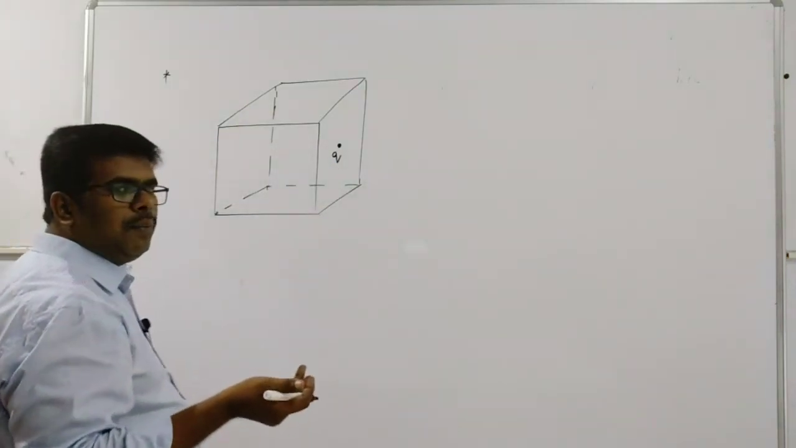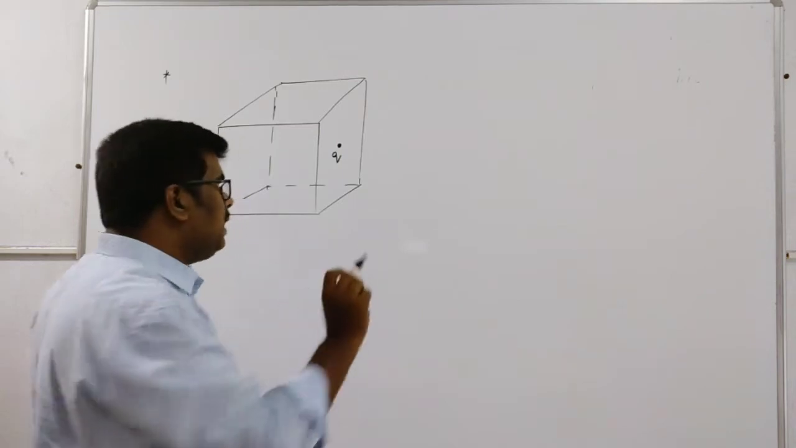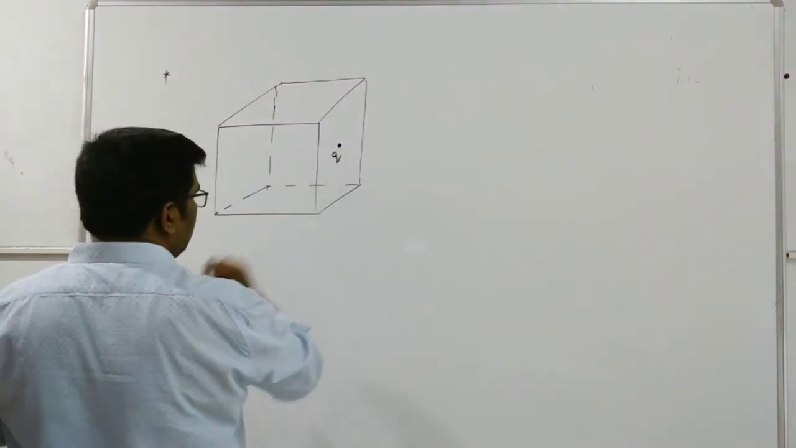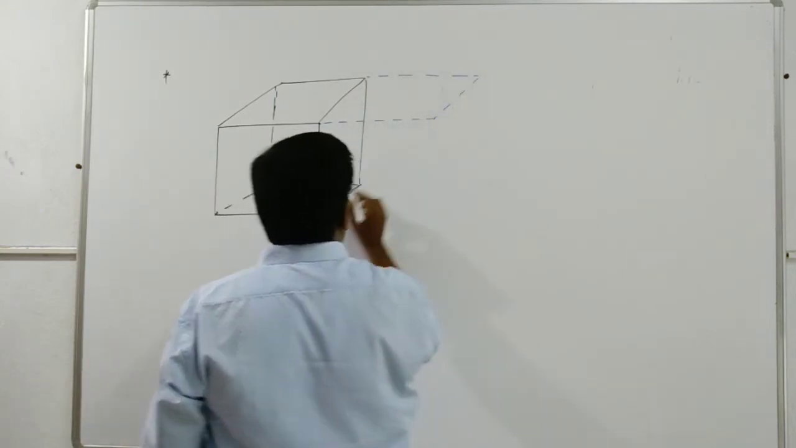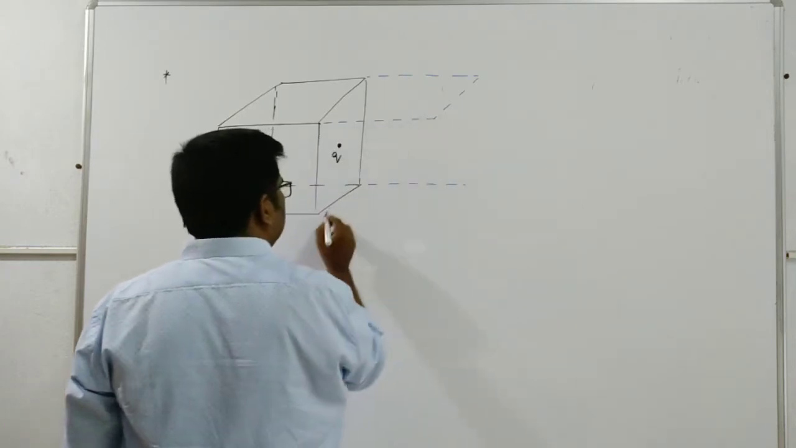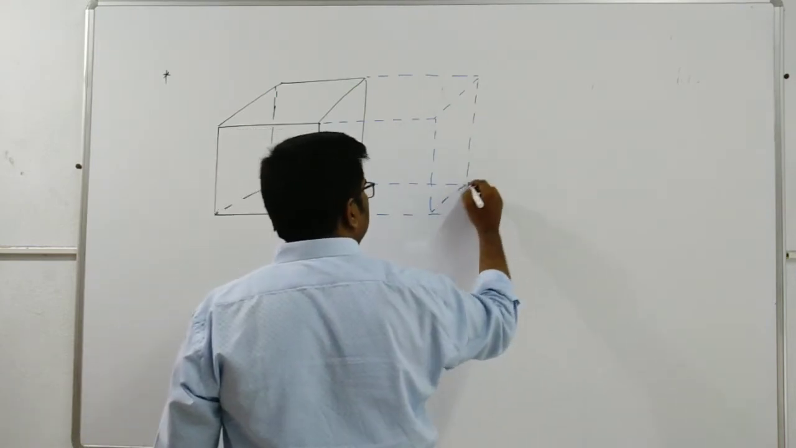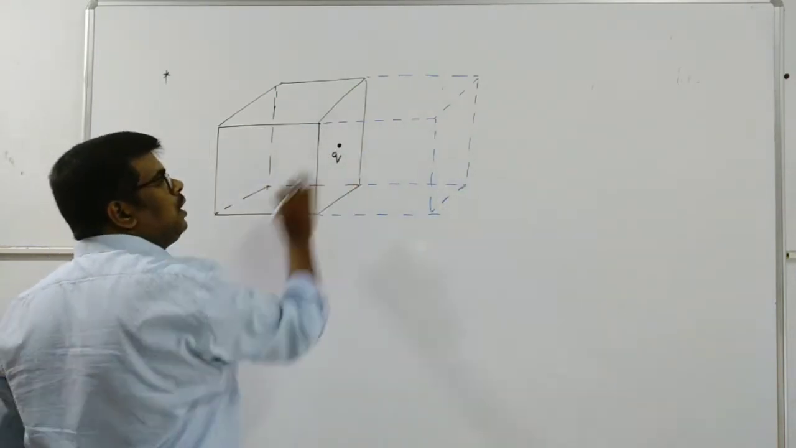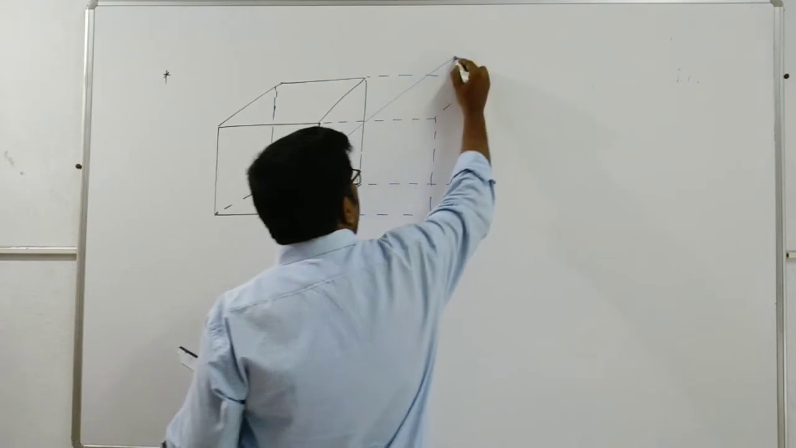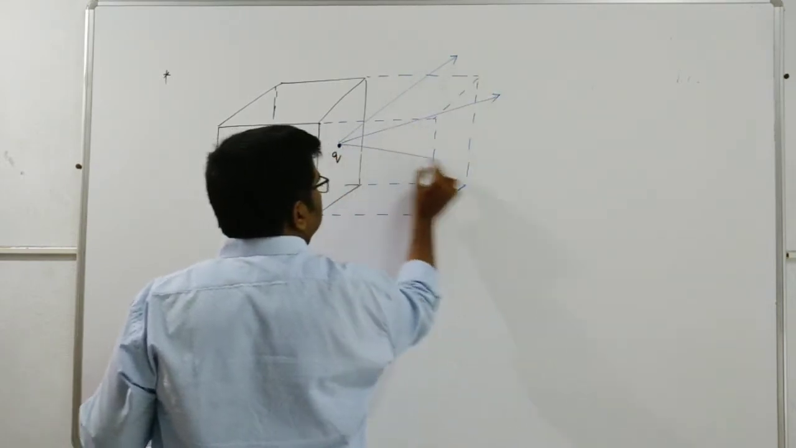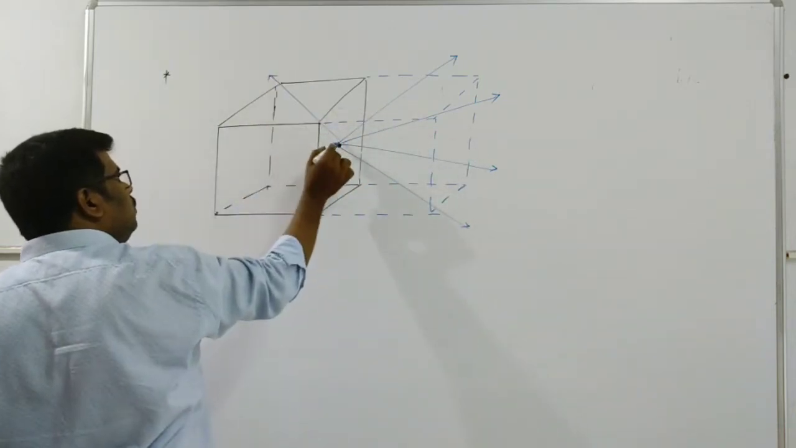But if we want to apply Gauss law, we have to enclose the charge. How can you enclose this charge? We need to construct the same kind of another cube here. Then what will happen through this charge? The electric flux will pass half through this side and half through this side.